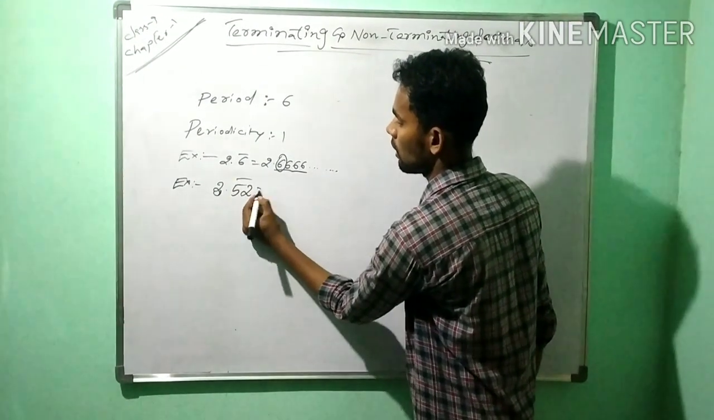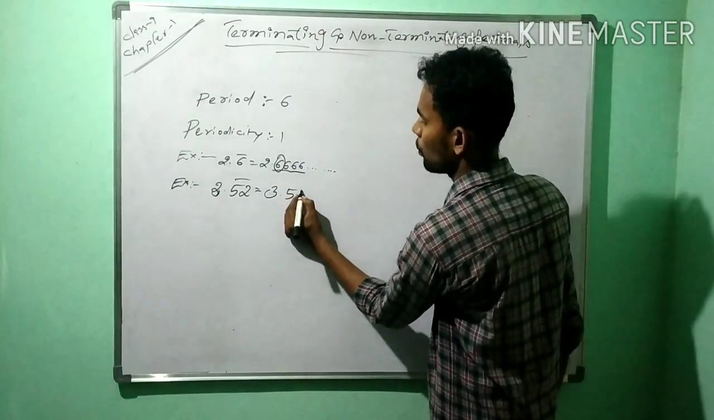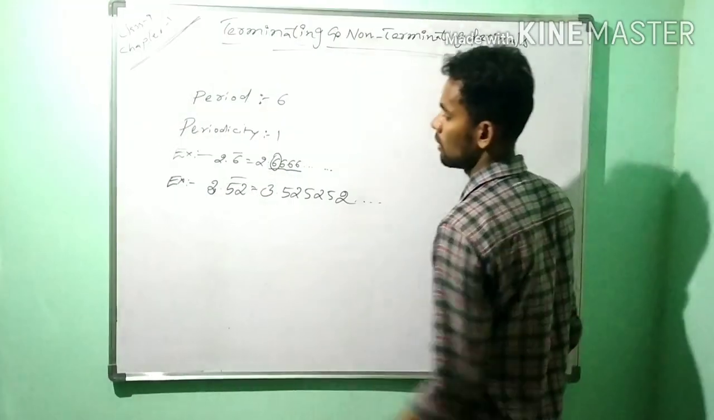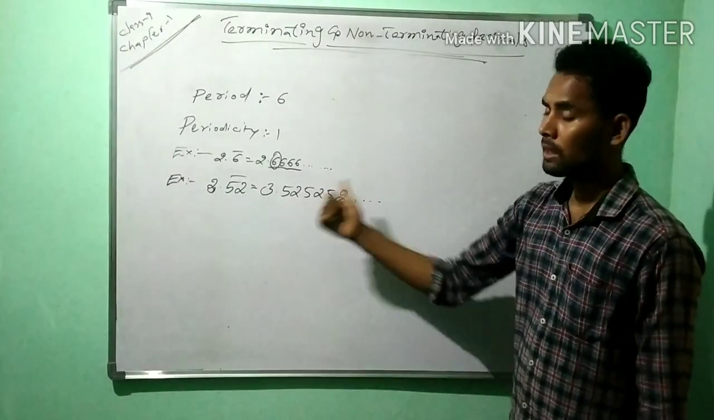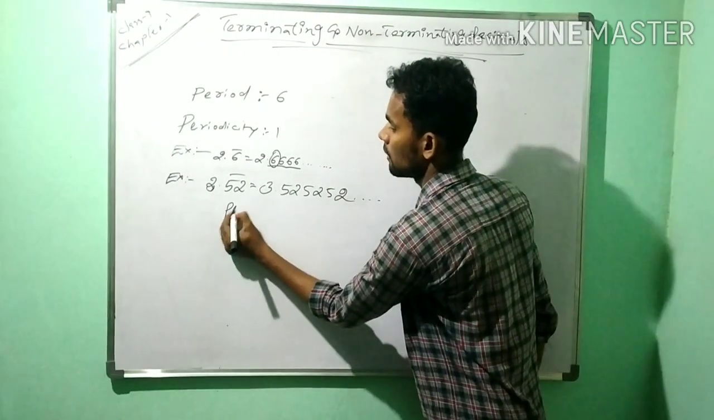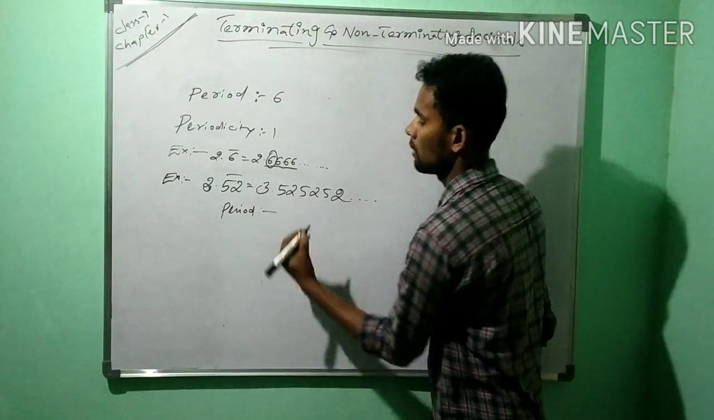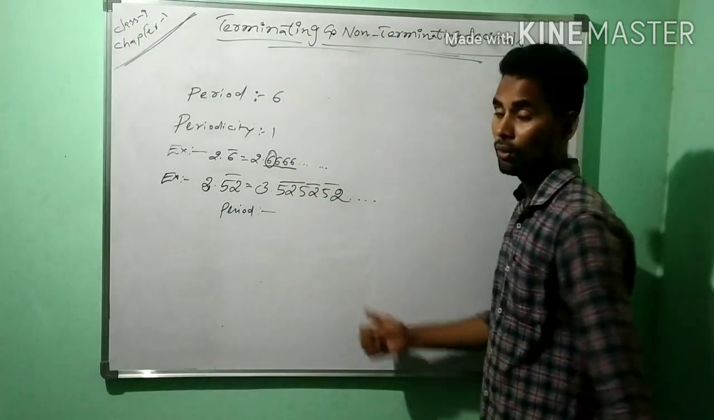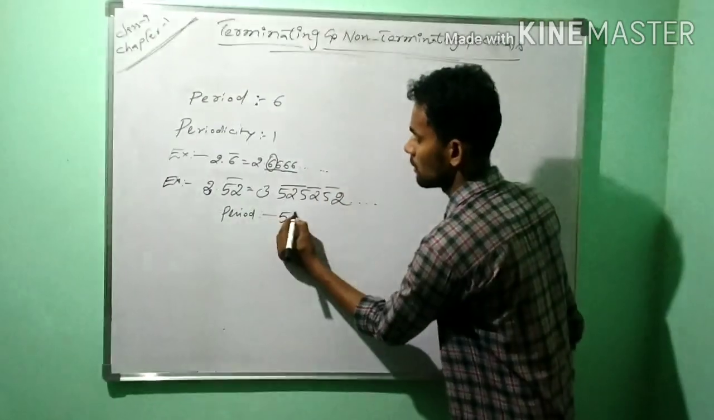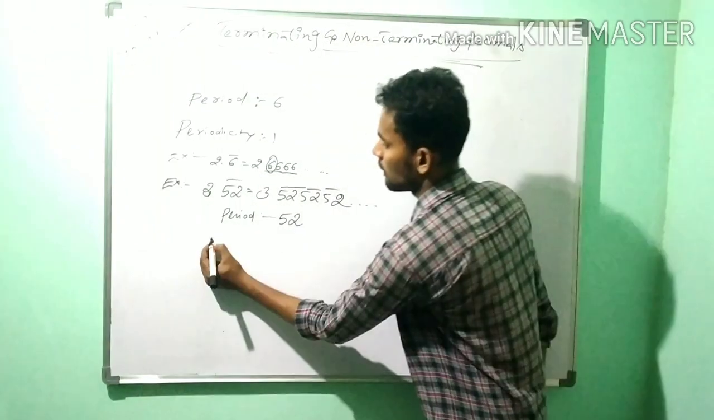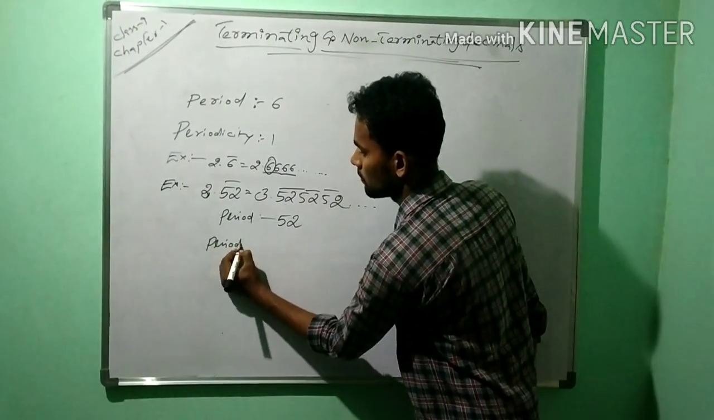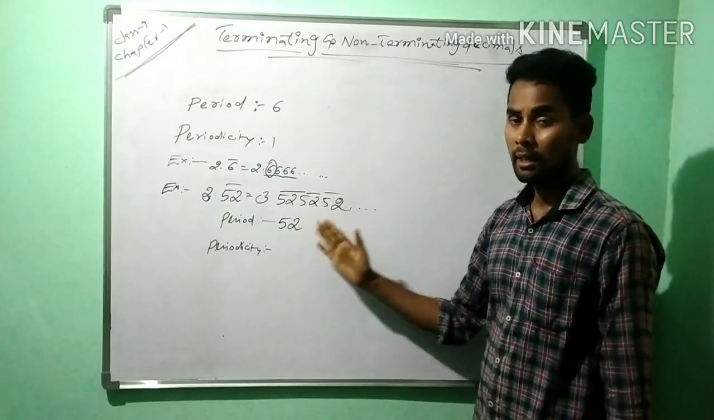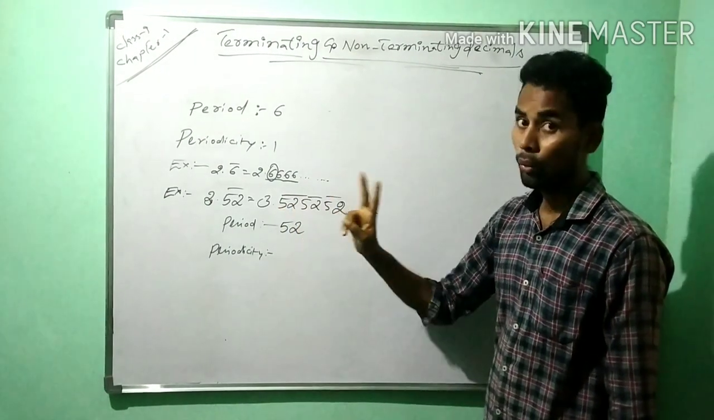Another example, 3.52 bar equals 3.525252 and so on. Which numbers are repeating? Period: 5 and 2 are the repeating numbers. Periodicity: how many digits are repeating? 2 digits are repeating.